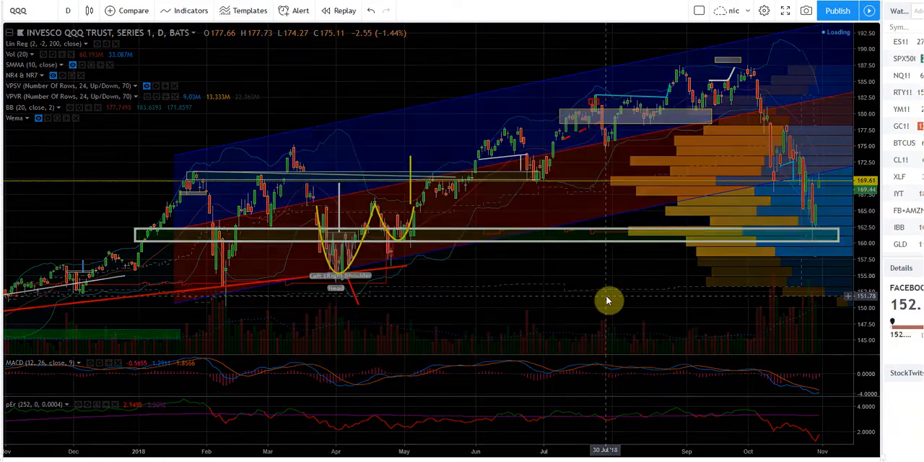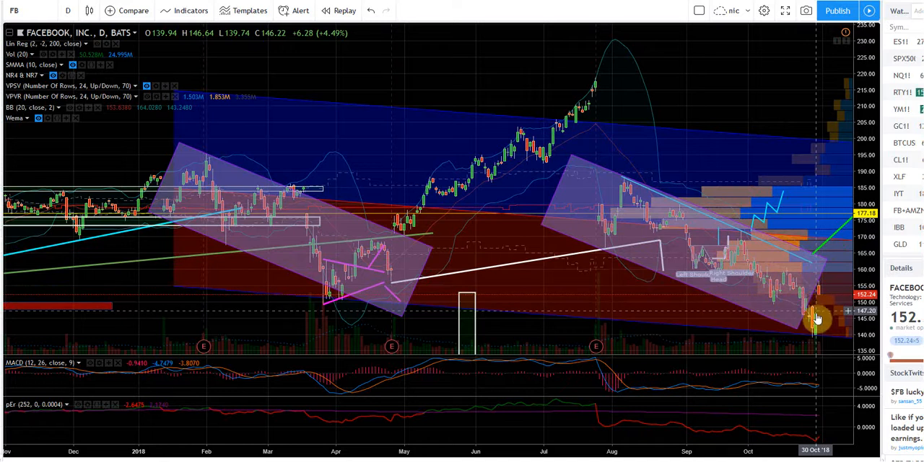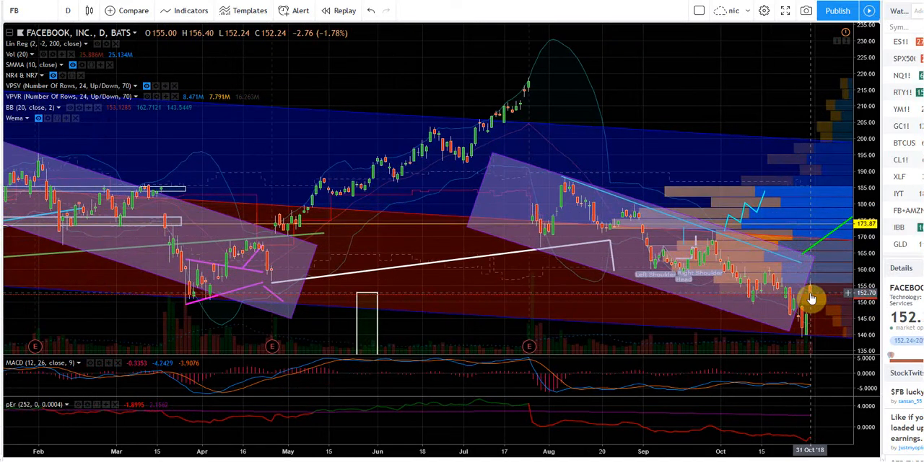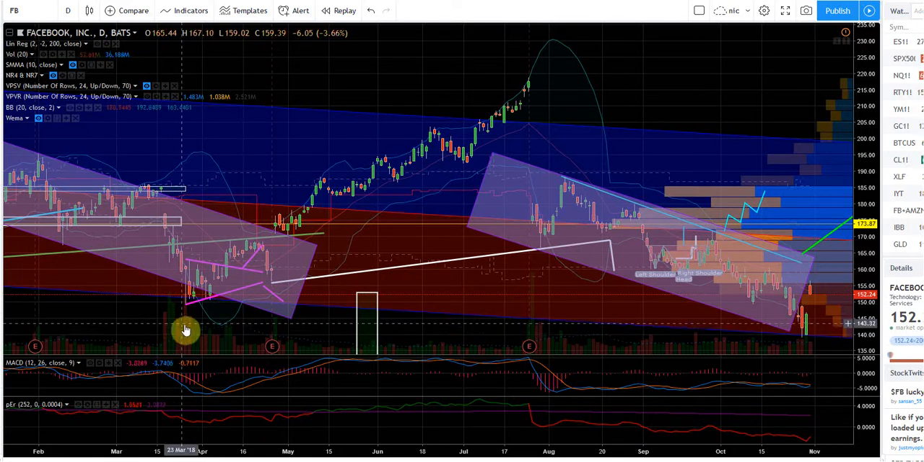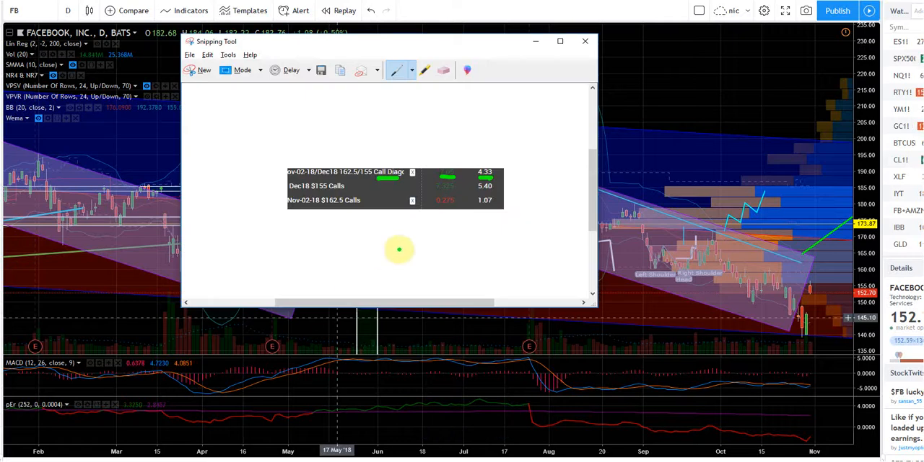Actually, I should switch to Facebook while I'm talking about it. Okay, so this is the reaction that happened here overnight. Obviously, positive reaction. It's fading here a little bit, but it is a positive reaction. So what I chose to do is a calendar. Let me go grab a picture of it. Alright, so that would be a call calendar.